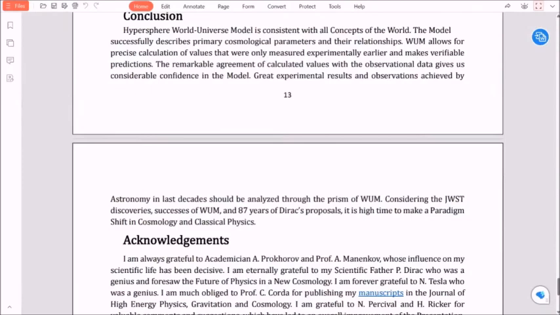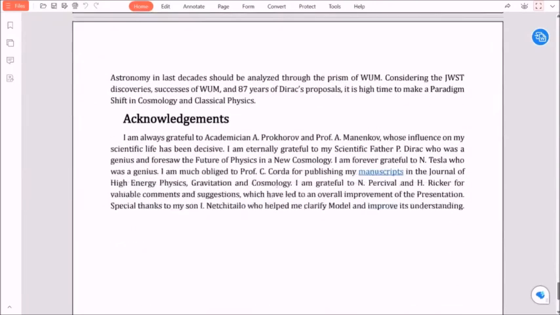Great experimental results and observations achieved by astronomers in the last decades should be analyzed through the prism of WUM. Considering the JWST discoveries, successes of WUM, and 87 years of Dirac's proposals, it is high time to make a paradigm shift in cosmology and classical physics.